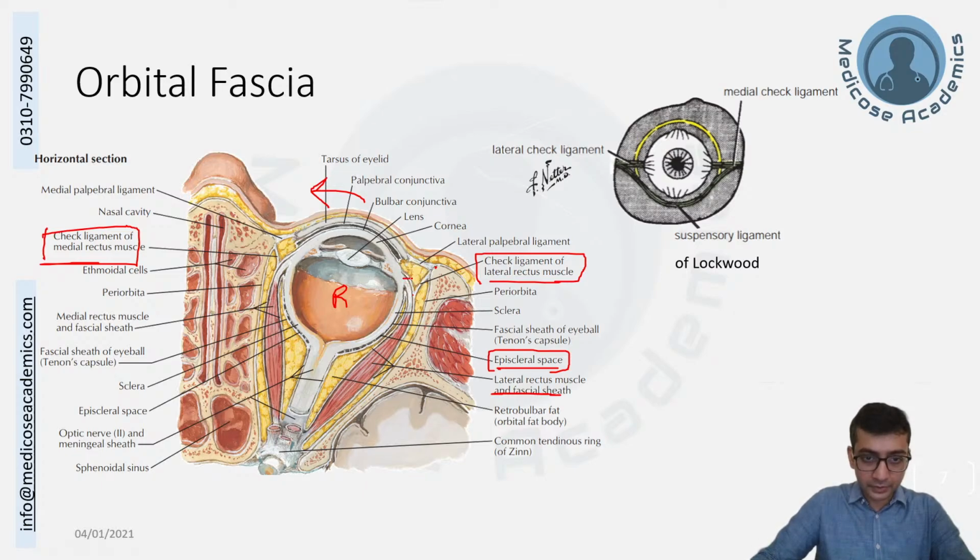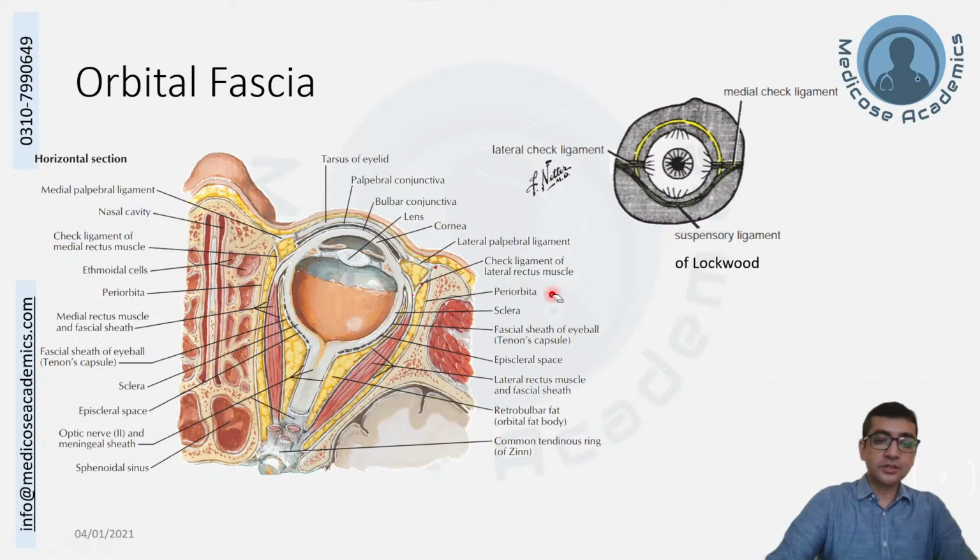This point will come here and this ligament will get taut. It will prevent the eye from going too far medially, too far to the left side. So it has checked its movements. And the same will be true for the check ligament on the opposite side.